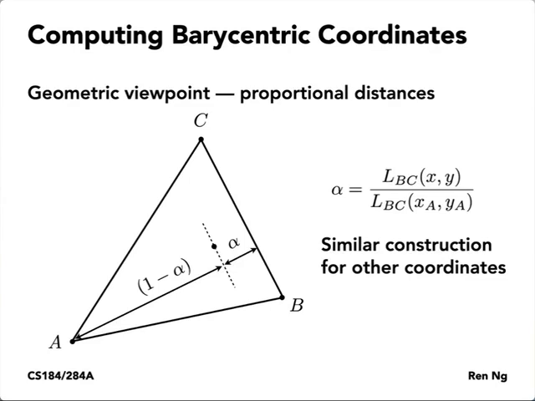LBC of xy is going to be proportional to alpha, okay? LBC of the point A over here, which has coordinates xa, ya, is going to be proportional to the total distance from line BC to point A, which is what? It's proportional to alpha plus 1 minus alpha, so it's proportional to 1. So the bottom is proportional to 1, the top is proportional to alpha. So that's why alpha equals exactly this quotient here.